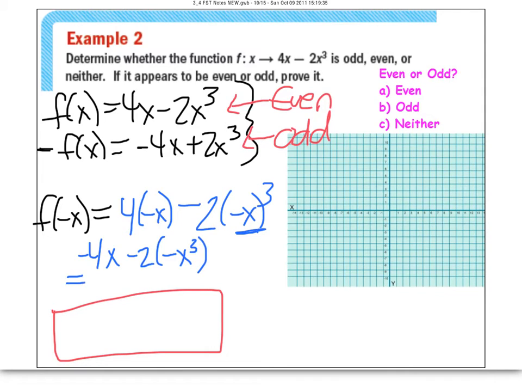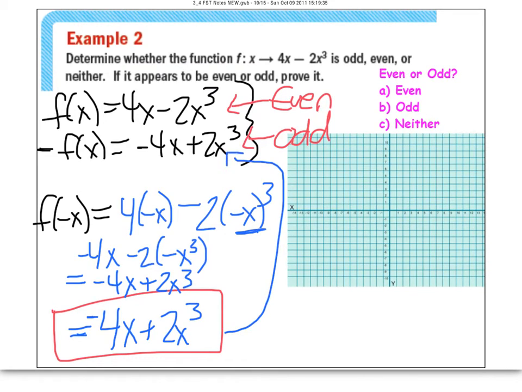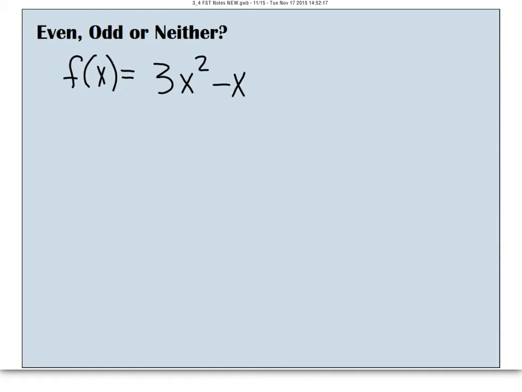Now if we finish our simplification, it's negative 4x. A negative 2 and negative x cubed is plus 2x cubed. So this is what I'm looking at as our simplified function. And when you notice that, you're going to see that this is identical to what we thought it should be for odd. Therefore, we just proved algebraically that this function is odd. Okay, let's take a look at another one.